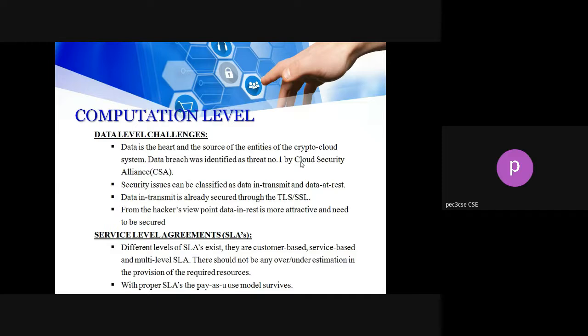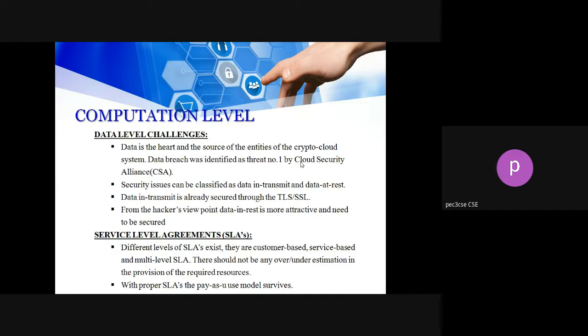There are various integrity issues and data leakages when data is at rest, along with isolation of the data, lock-in, data provenance, and data backup. There are so many types of issues that may arise when the data is at rest, and it attracts hackers also. So, from this viewpoint, data at rest needs to be protected compared to data in transmission.